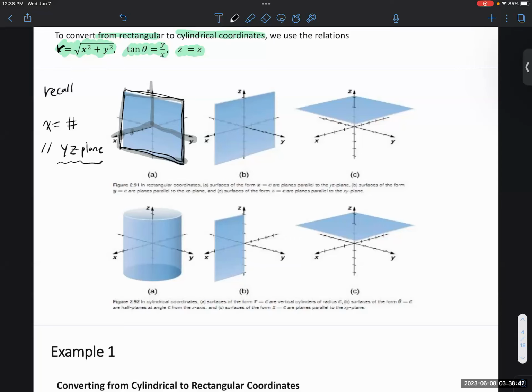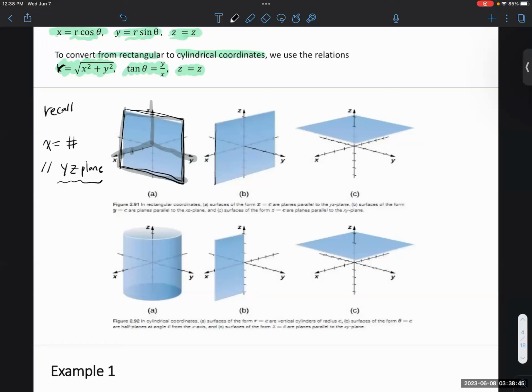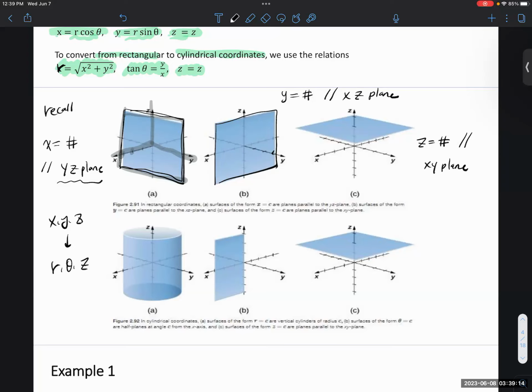Same thing in the second image. If you have a plane that is passing through y, y equal to some number means it is parallel to the xz plane, correct? The last one, if you have z equal to some number, this equation is parallel to the xy plane. Just be aware, we talked about this one. And then we're going to talk later about converting x, y, z to r, theta, z in terms of the coordinate system. So you will find out more about three-dimensional space in the cylindrical coordinate system.